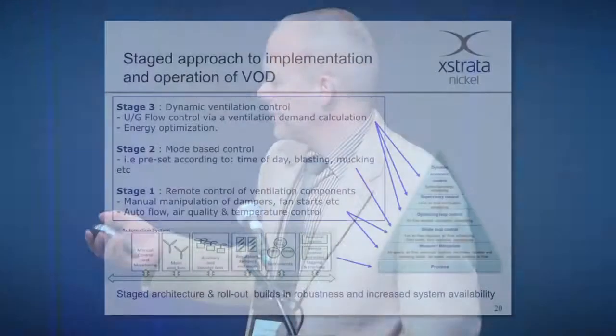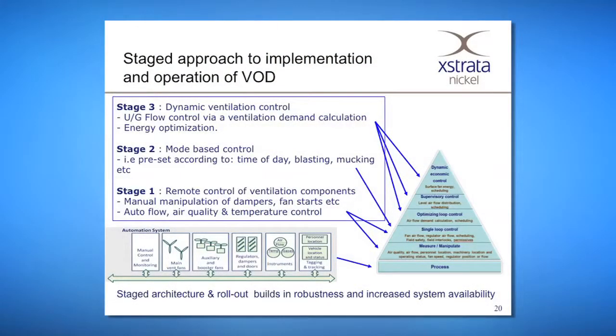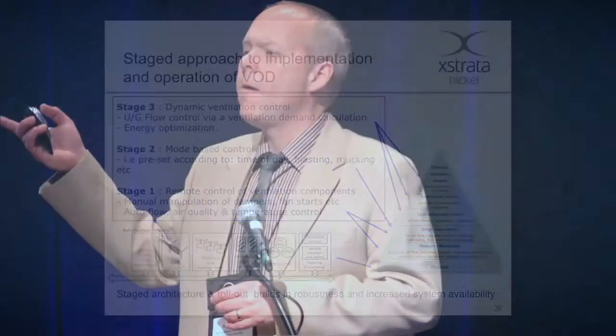So you set your ventilation up according to a set of recipes. And stage 3 is really dynamic, where you have a model of the mine, equivalent to model-based process control. Based on where all your equipment is, as detected by the tracking system I showed you earlier, it dynamically adjusts the air in different portions of the mine to match that which is required by your personnel and your equipment.